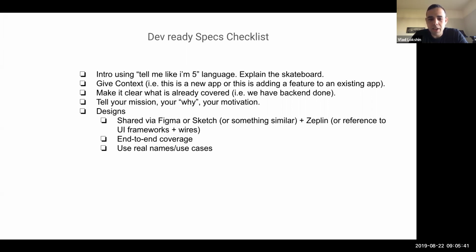You're not just giving a random starting point without context or a random ending point without context. And really easy to get wrong, but really important. Use real names and use cases. Lorem ipsum is great for wireframing or very early stages of design. But once you're actually handing something to a developer, lorem ipsum is a good way to confuse someone or at least slow them down.